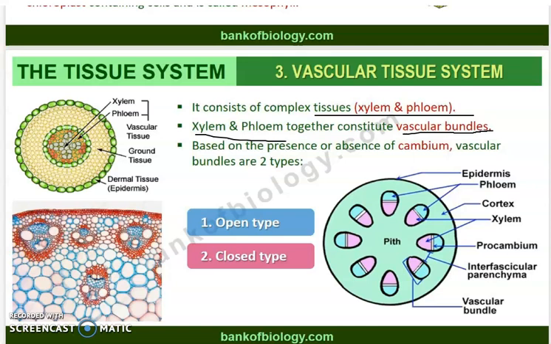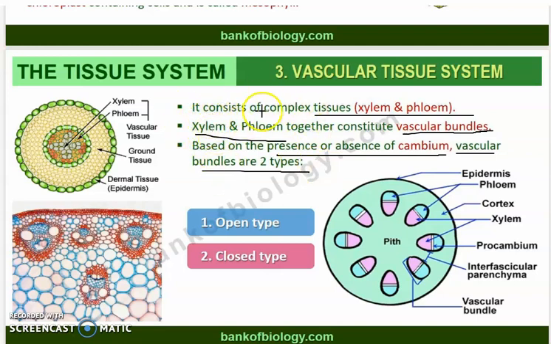Right? So we will be discussing the cambium in the coming part of the chapter, but this word cambium has a very big role to play in the vascular tissue system. So based on the presence or absence of cambium, vascular bundles are of two types. Right? Vascular bundles means xylem and phloem together.